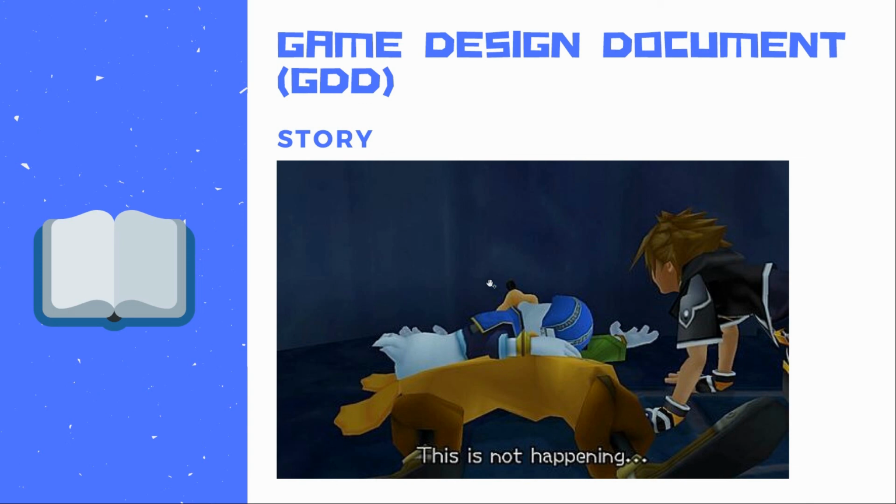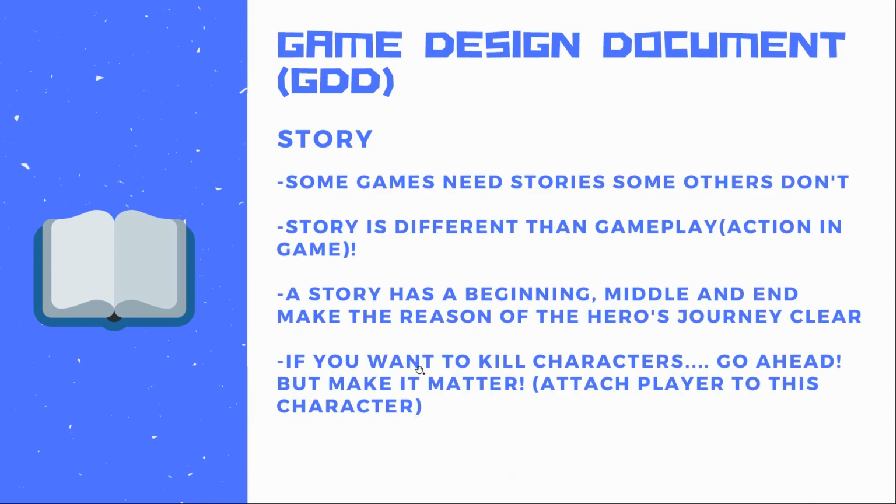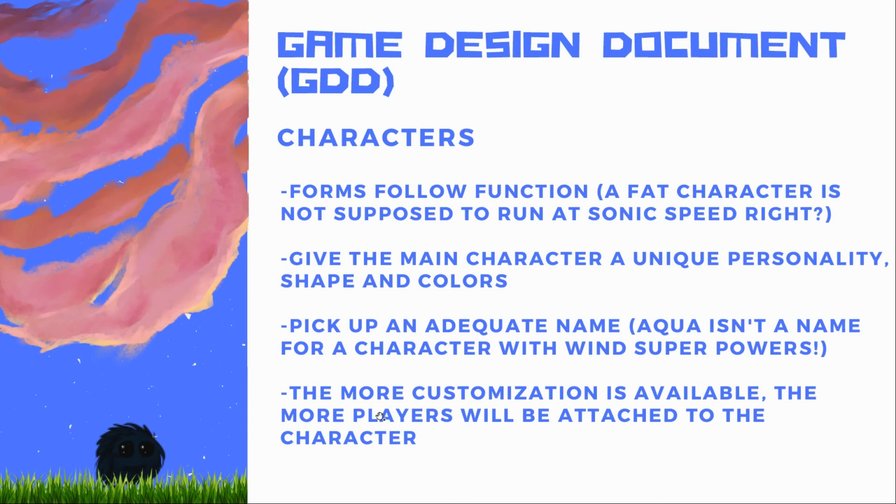So going back here, we can kill characters, but you need to make it matter, and you have to attach the player to this character. Moving on to characters. Form follows function. This is a really important rule, and we can see it here in a small example. A fat character is not supposed to run at Sonic speed. Give the main character a unique personality, shape, and colors, so the player can get attached to this character.